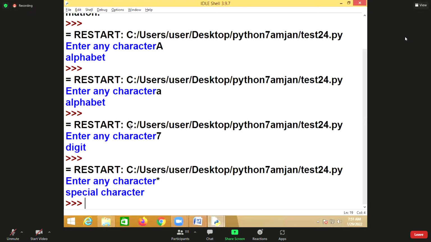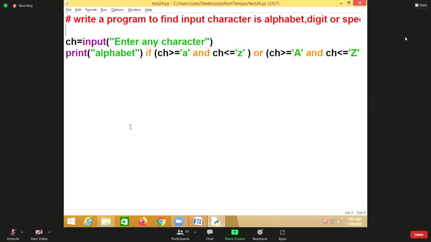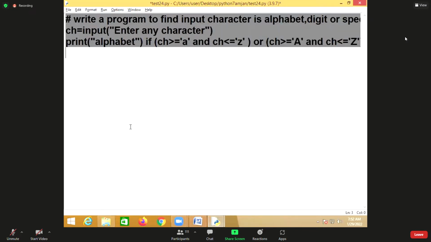It is useful, like when you are trying to enter a name. Name should contain only alphabets. Username should contain alphabets and digits. Password should contain alphabets, digits, and special characters. That kind of validation you can do by using this logic. But that kind of programs will be developed later.